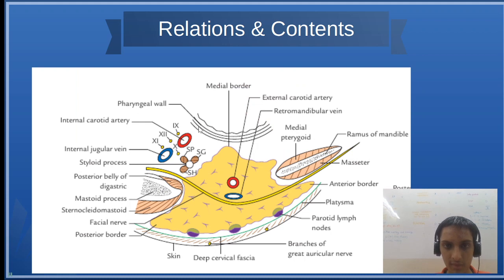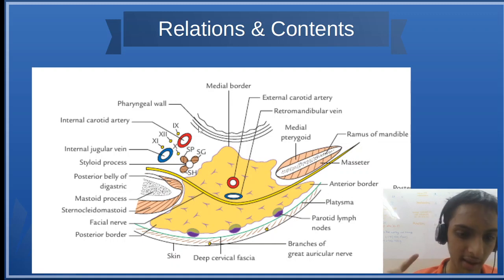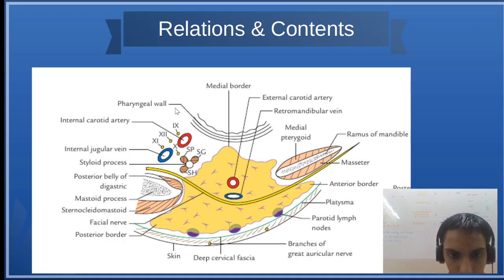Let us see the relations and the contents. So first I would like to describe the relations. So this will be anteromedial, anterolateral, posteromedial and posterolateral. First what we have to understand, this is the pharyngeal wall. Now anteromedial, let us see. We have the ICA, internal carotid artery, and the internal jugular vein. The last four cranial nerves, what are they? 9th to 12th cranial nerve, like this.